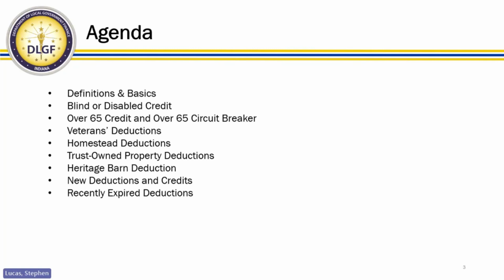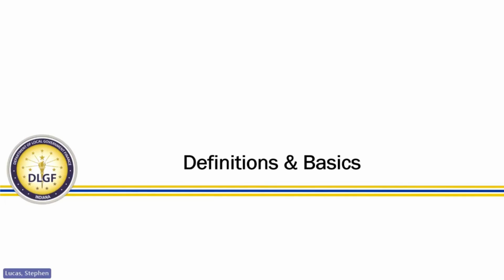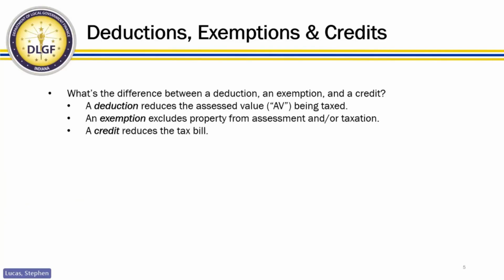After going over some of the background basics and definitions related to deductions and credits, we will get into the specific requirements that apply to some of the most common property tax benefits, including the blind and disabled credit, the over 65 credit, and the over 65 circuit breaker credit, deductions for veterans, homestead deductions, both the standard and supplemental, deductions that trust-owned properties are eligible for, the Heritage Barn deduction, and then a quick summary of some of the new deductions and credits that are recently enacted, along with the recently expired deductions from the 2025 session.